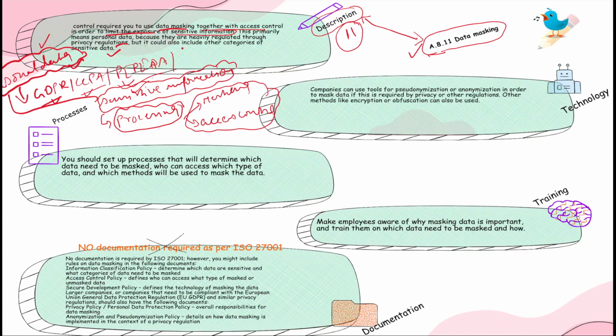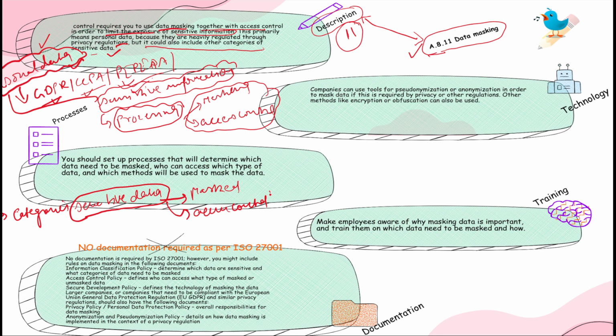Now it also says that it is not limited to personal data; it can also include other categories of sensitive data. For example, if your organization is not dealing with personal data, but you have some other categories of data which your organization categorizes as sensitive, you can have this data masked and also have proper access control, all together.